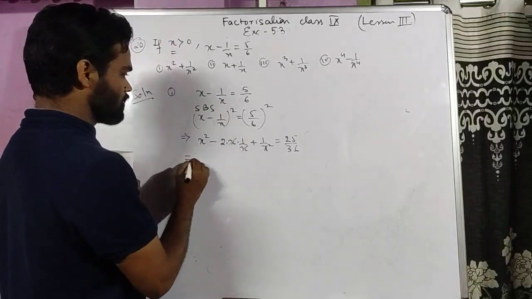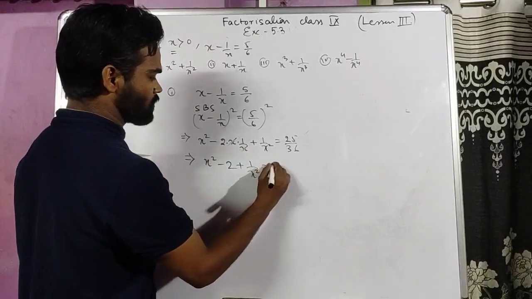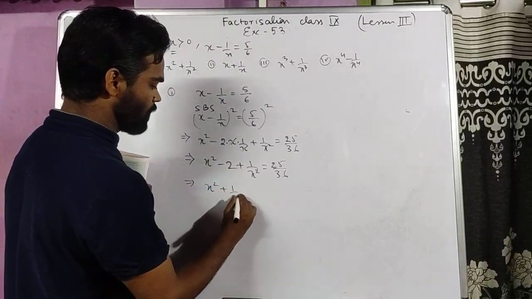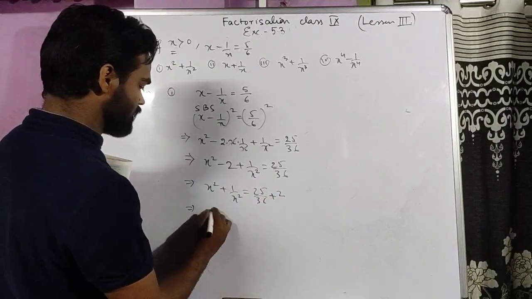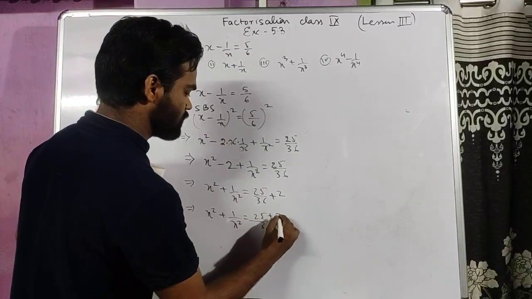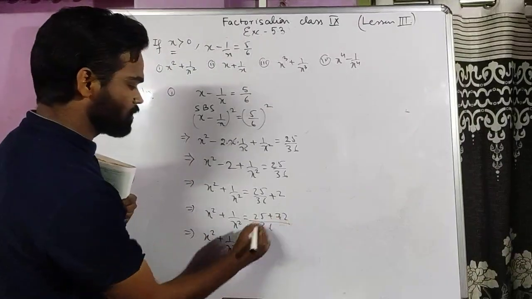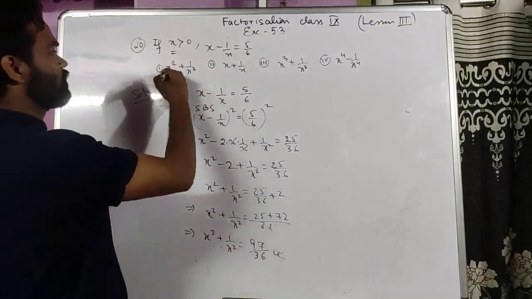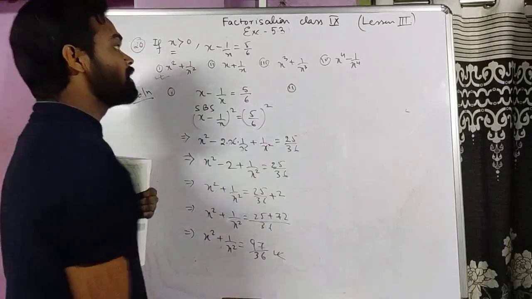This cancels out, which means x square minus 2 plus 1 by x square equals 25 by 36, which means x square plus 1 by x square is equal to 25 by 36 plus 2. If you take 36, then 25 plus 72, which means x square plus 1 by x square equals 97 by 36. This is the first part. Okay. Now we look at the second part.